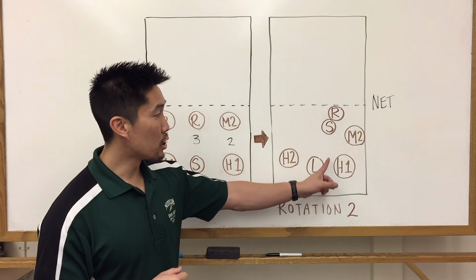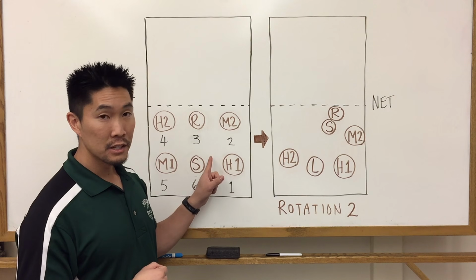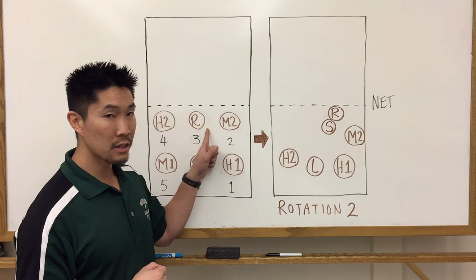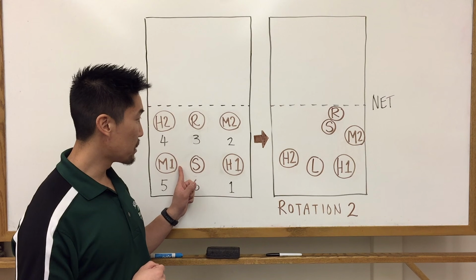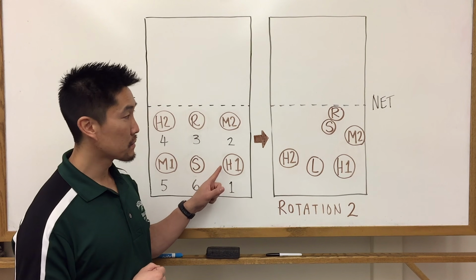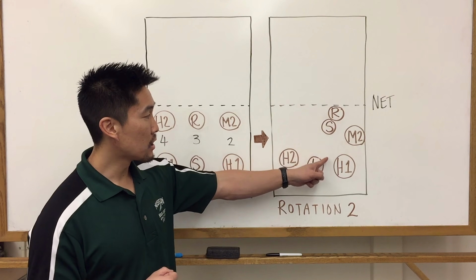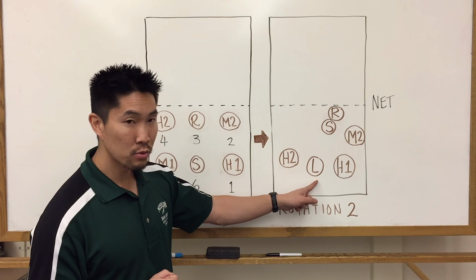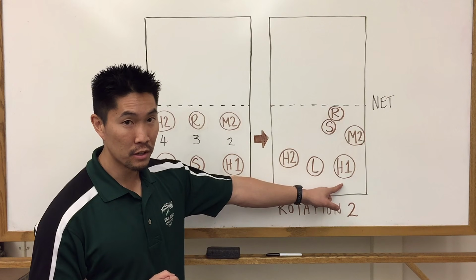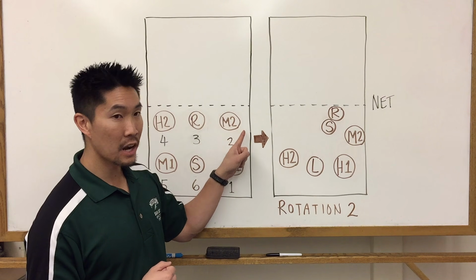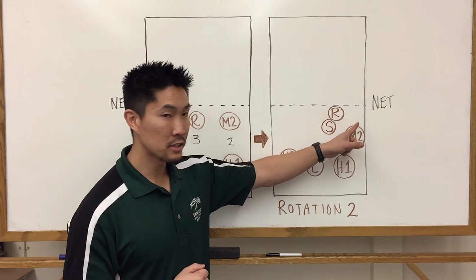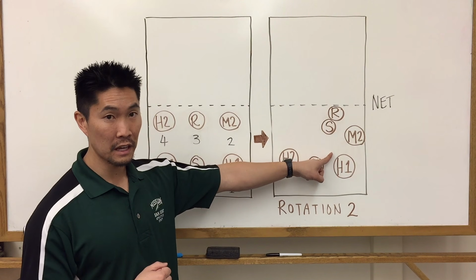The setter will push all the way up near the net. As long as they stay behind the right side hitter, they're okay. And the setter also needs to stay in between the libero and the H1. So you'll see here that the setter is pushed up and also in between the libero and the H1. The M2 needs to be between the right side attacker and the sideline, and that's the case here, and also in front of the H1.